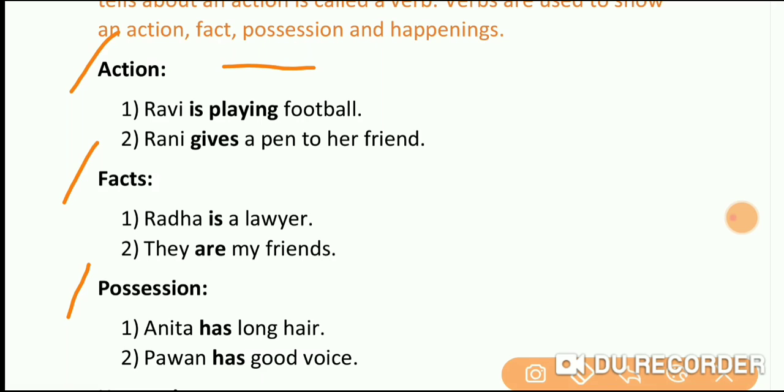So in the first way, we can see that they are used to show action. Here let us see the example. Ravi is playing football. So here the words is playing show the action of Ravi. Let us see example number 2. Rani gives a pen to her friend. So here the word gives shows that Rani is giving something. Rani is performing some action. What is she doing? She is giving a pen to her friend. Rani gives a pen to her friend and Ravi is playing football. So here, in the first two examples, they show action.